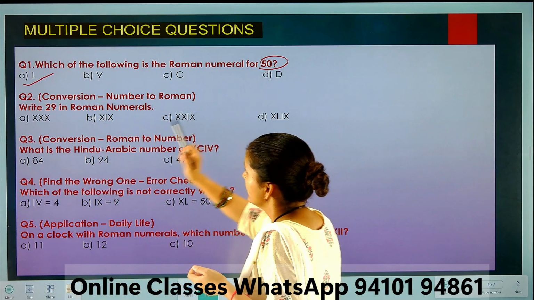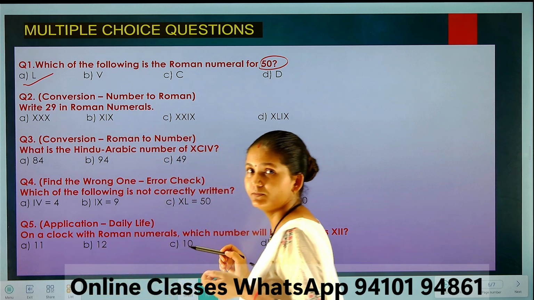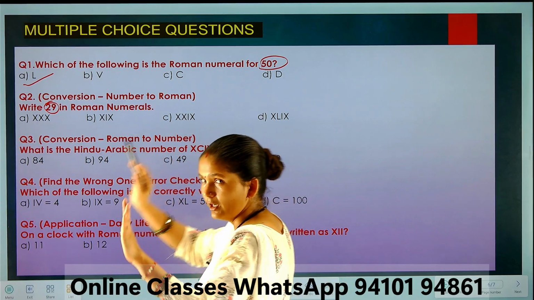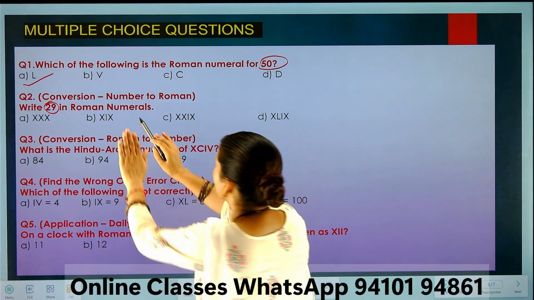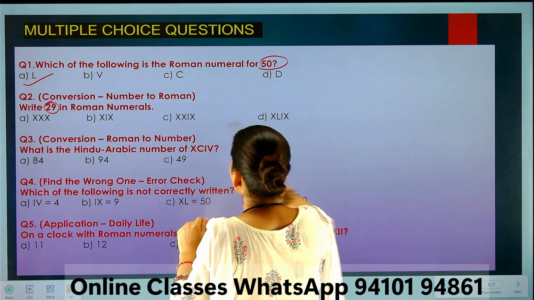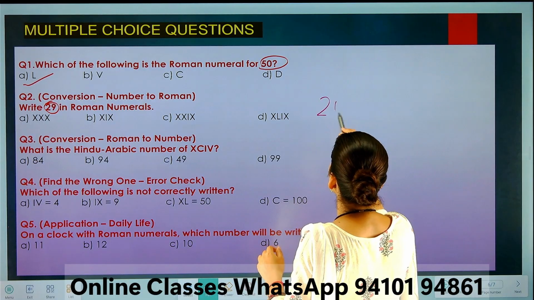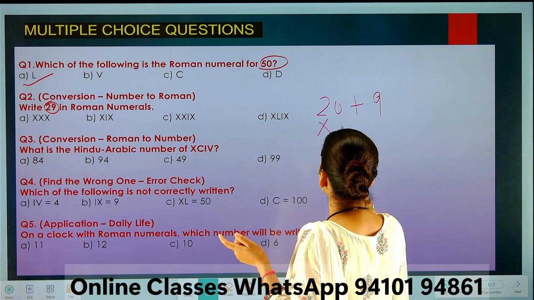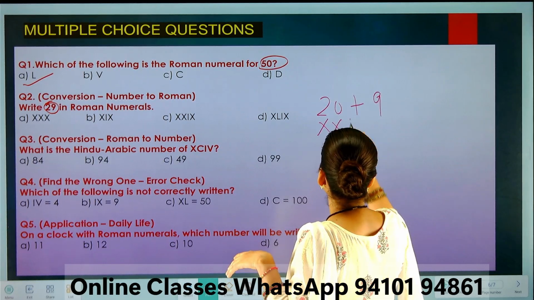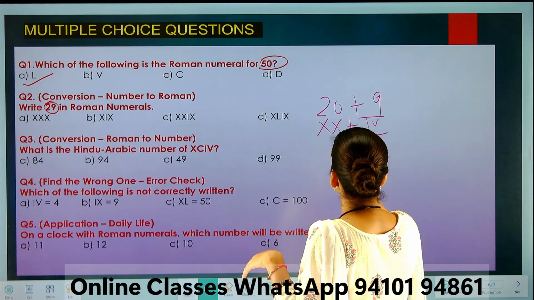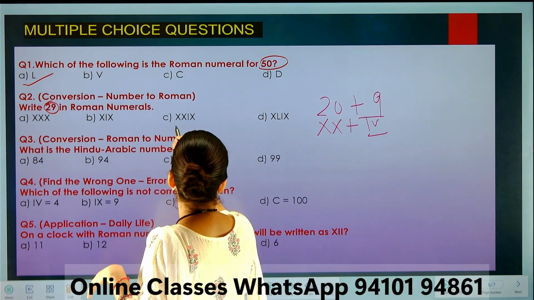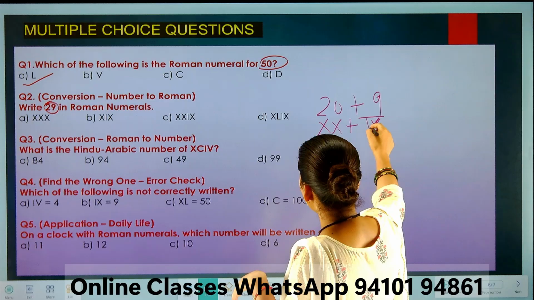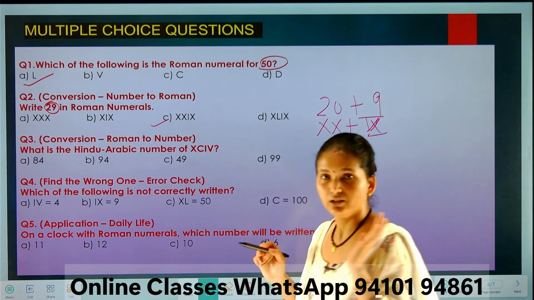Convert the number to Roman. Write 29 in Roman numerals. So, before writing the Roman numerals, look here, we will break this number. 29 is 20 plus 9. How will you write 20? You know that 10 plus 10 is 20. So, XX is 20 here, plus 9, IX. So, where is double X, I, X? This is 9, not 4. That's why this is IX. So, C1 is the correct option.